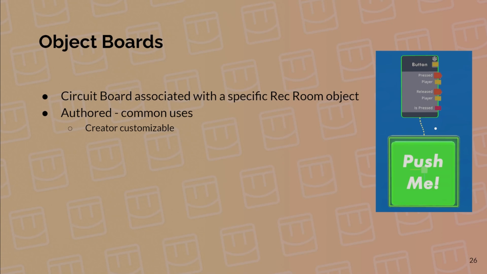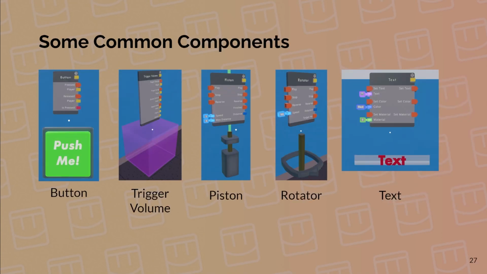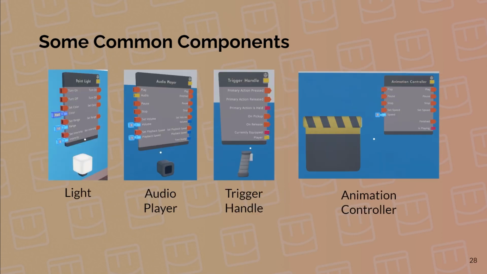And this is the one for the button, but we've got tons of components that let creators do a whole wide variety of things. We've got trigger volumes to detect when players or objects enter and exit a particular region, pistons and rotators to move things around, world space text, point and spotlights, audio players for sound effects and user recorded audio, trigger gun handles, sword handles, swing handles to let people hold things in a variety of creative ways, animation controllers for keyframe animation, and the list goes on.